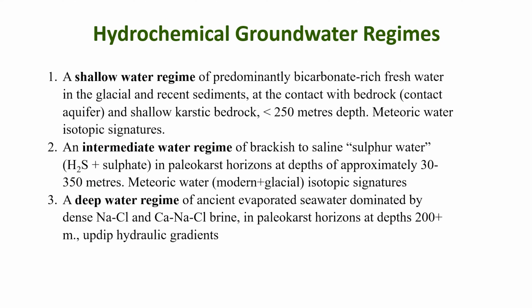There are three hydrochemical groundwater regimes in the subsurface of southern Ontario. A shallow regime of predominantly bicarbonate-rich freshwater in the glacial and recent sediments at the contact with bedrock and in shallow karstic bedrock. An intermediate regime of brackish to saline sulfur and sulfate-rich water in paleokarst horizons at depths of approximately 30 to 350 meters, and a deep water regime of ancient evaporated seawater dominated by dense brines in paleokarst horizons at depths greater than 200 meters, with up-dip hydraulic gradients.